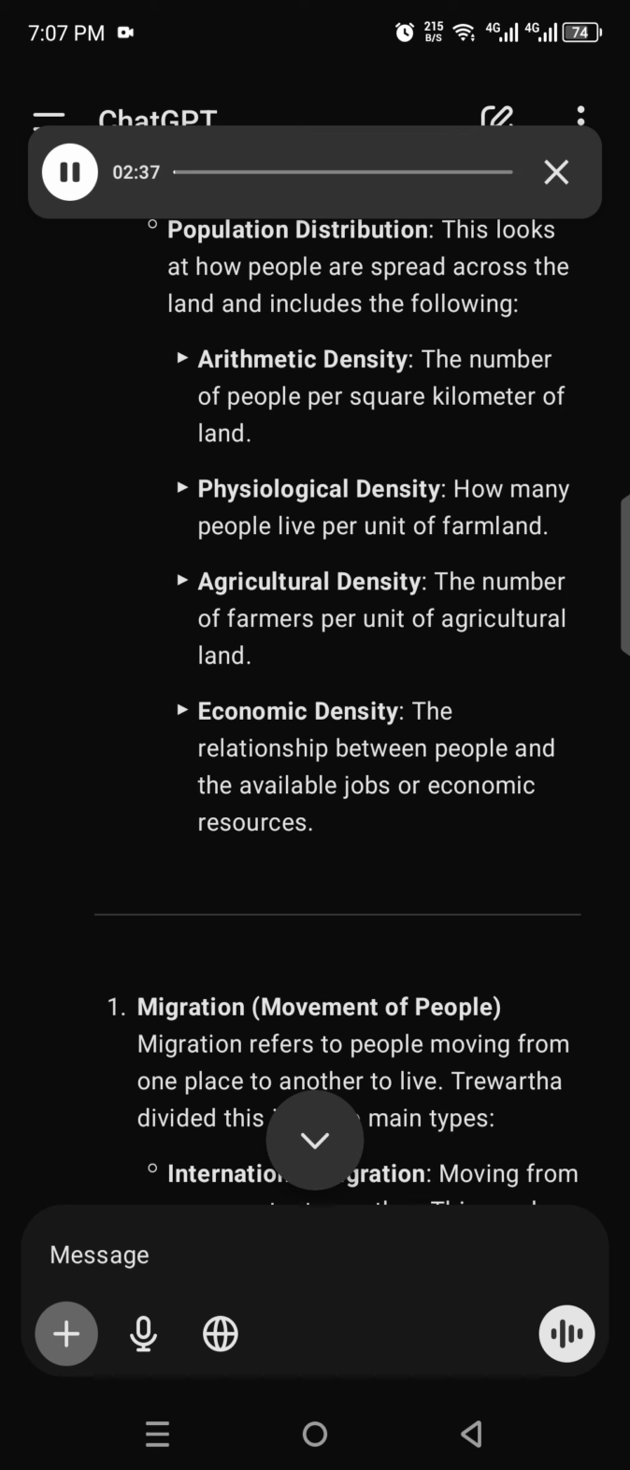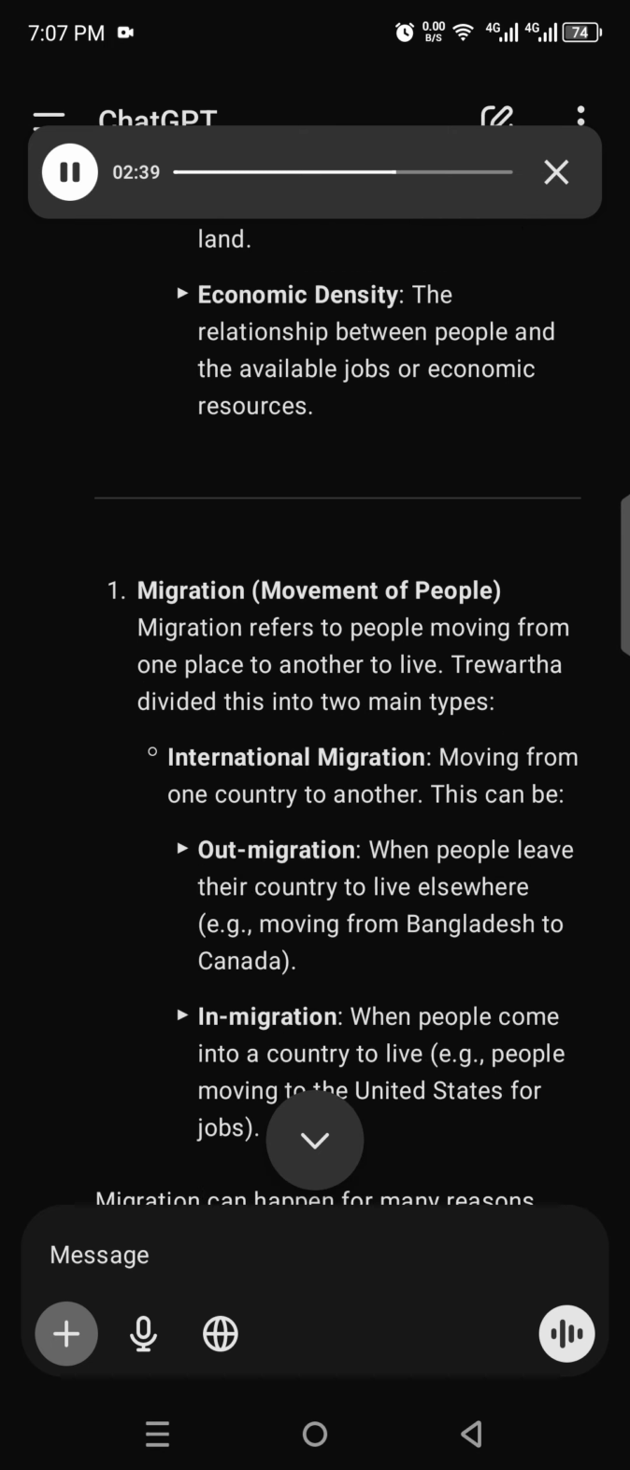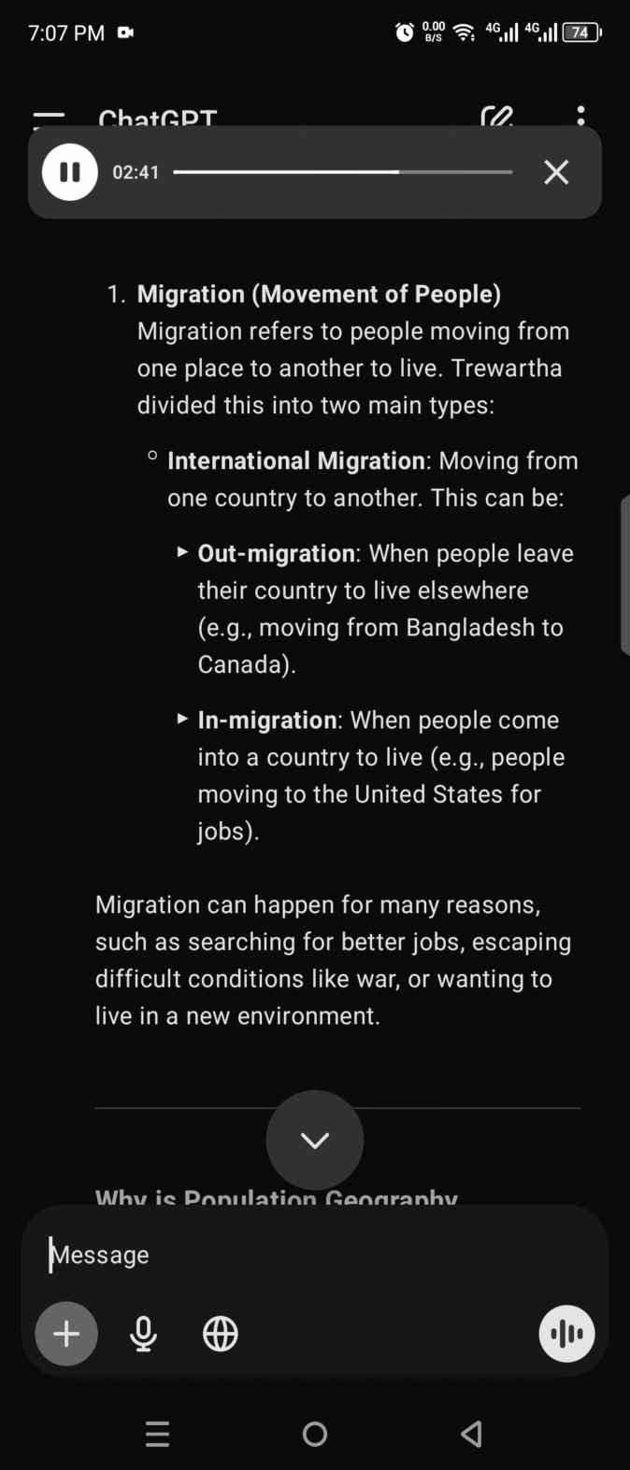3. Migration, movement of people. Migration refers to people moving from one place to another to live. Trewartha divided this into 2 main types. International migration, moving from one country to another. This can be out-migration, when people leave their country to live elsewhere, e.g., moving from Bangladesh to Canada. In-migration, when people come into a country to live, e.g., people moving to the United States for jobs.